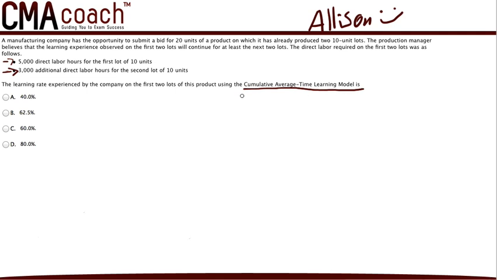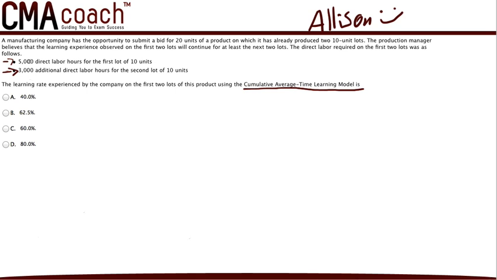The learning rate experienced by the company on the first 2 lots of this product using the cumulative average time learning model is... So this is the inverse of our previous problem. In the previous problem, we were given the learning curve percentage, and we just had to come up with the total hours and the average hours per unit. In this case, we're given the hours already, but we're not given the percentage of the learning curve, and that's what we have to calculate. Okay, so let's see.